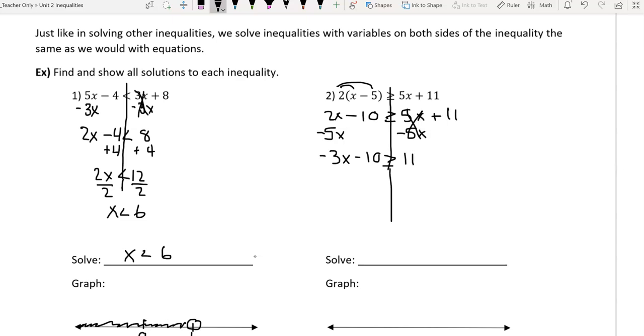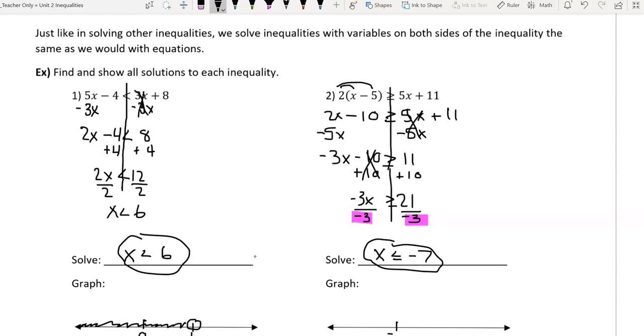And then we go like what we did yesterday. Adding 10 on both sides to move the 10, I would have 21. So negative 3x is greater than or equal to 21. Our last step is to divide by negative 3. You just have to keep in mind that when we divide by a negative, we do flip our sign. So it would be x is less than or equal to negative 7 as our final answer, okay?